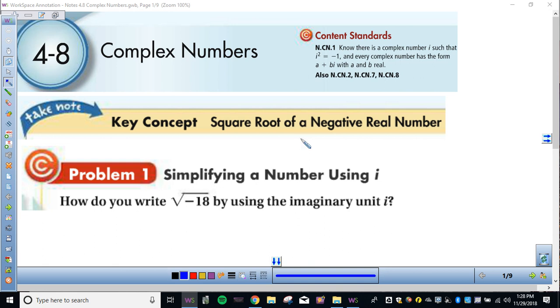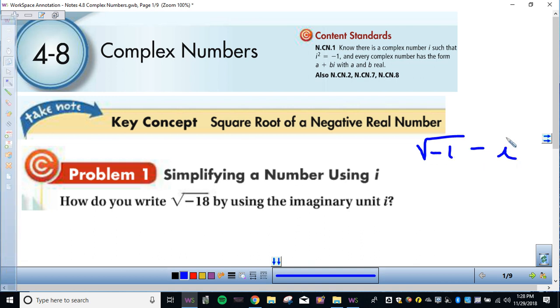4.8 complex numbers. The most important thing to remember with this: square root of -1 equals i. It's going to cause problems.